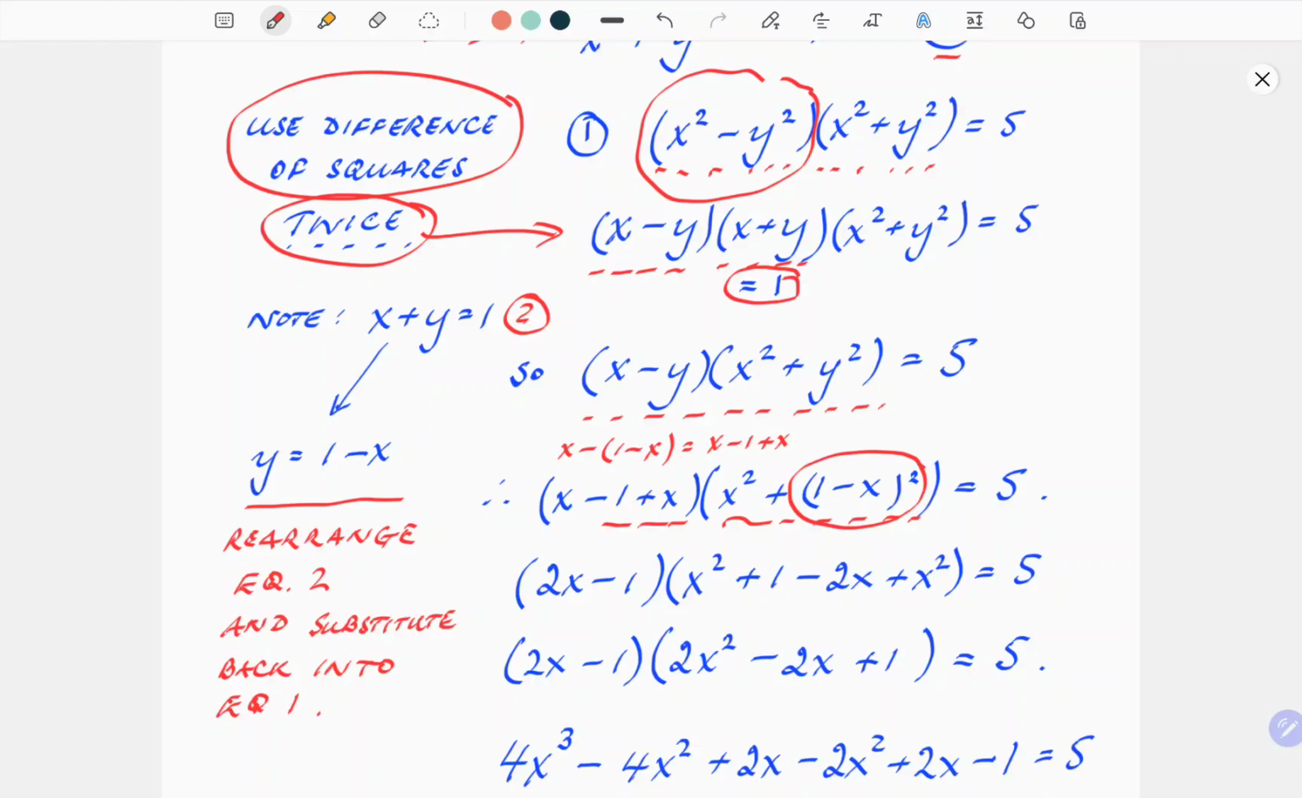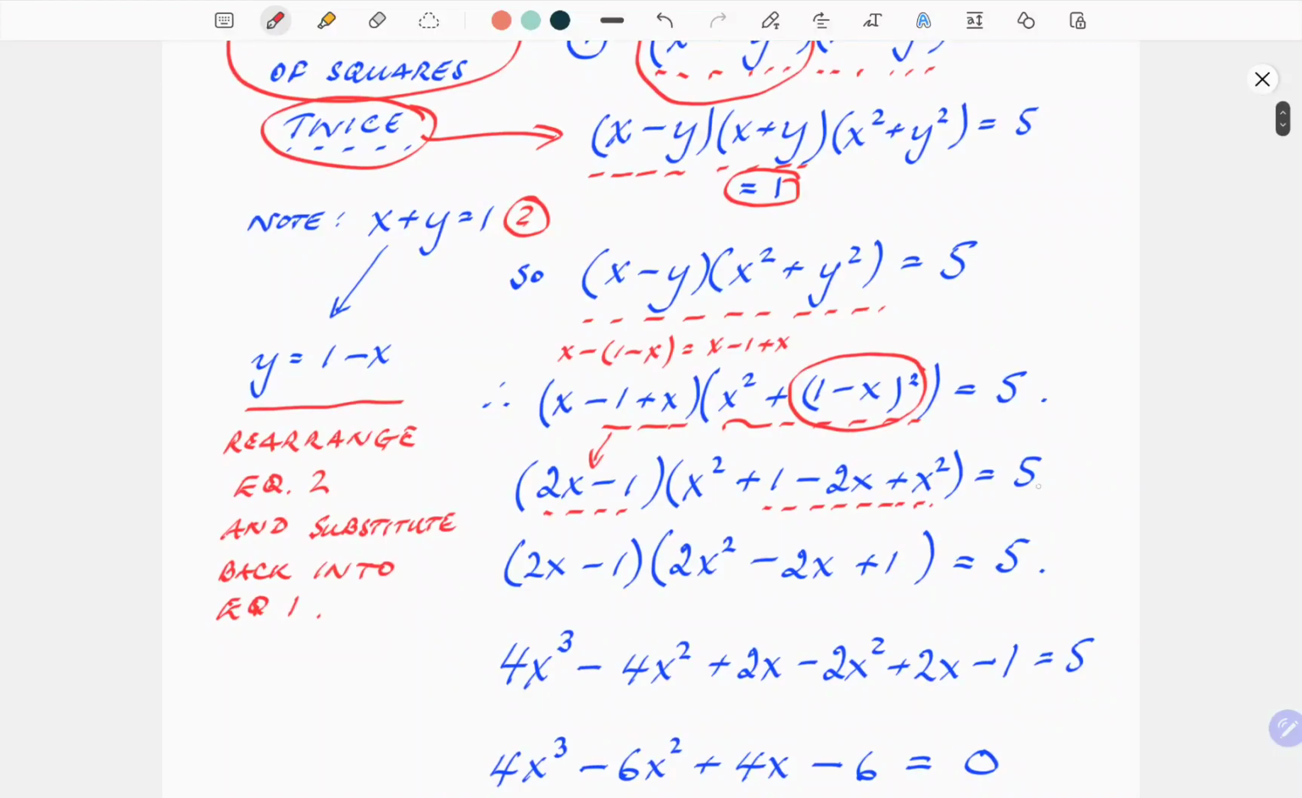So now I'm going to go ahead and rearrange everything and expand brackets out, get rid of any internal brackets. The first one simplifies to 2x minus 1. The second one, again expanding the 1 minus x out, gives us x squared plus 1 minus 2x plus x squared. All right, and all of that equaling 5 as before.